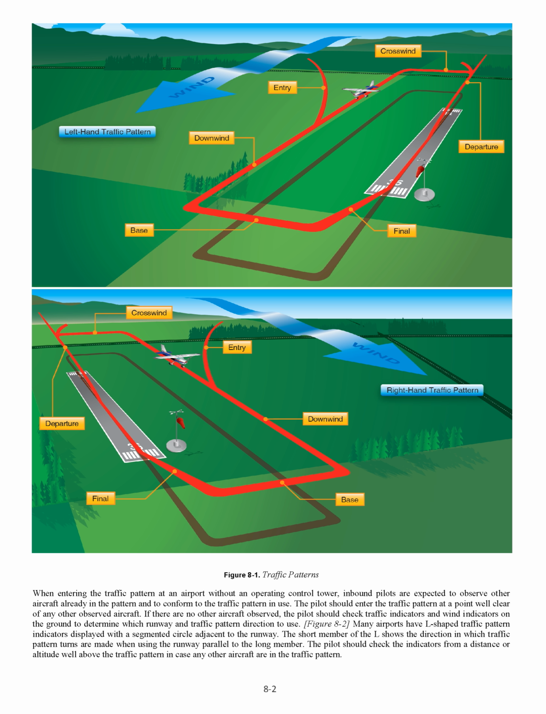Many airports have L-shaped traffic pattern indicators displayed with a segmented circle adjacent to the runway. The short member of the L shows the direction in which traffic pattern turns are made when using the runway parallel to the long member. The pilot should check the indicators from a distance or altitude well above the traffic pattern in case any other aircraft are in the traffic pattern.